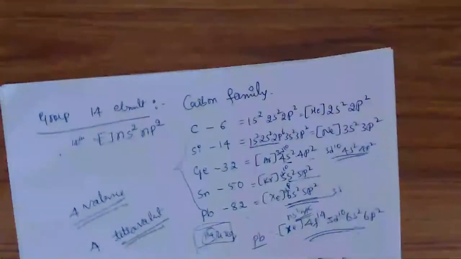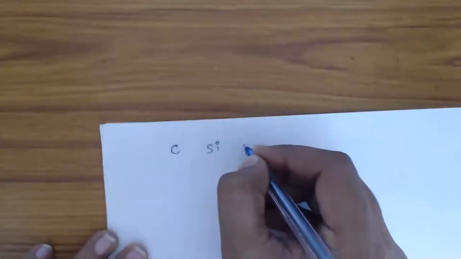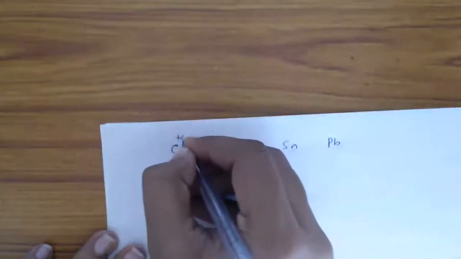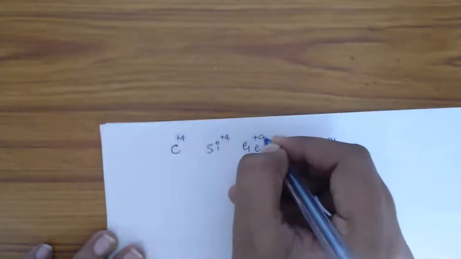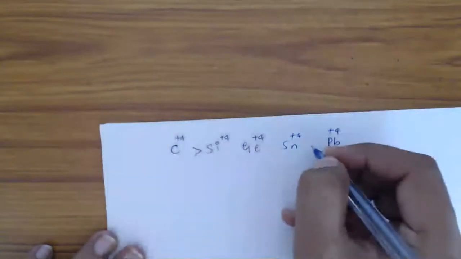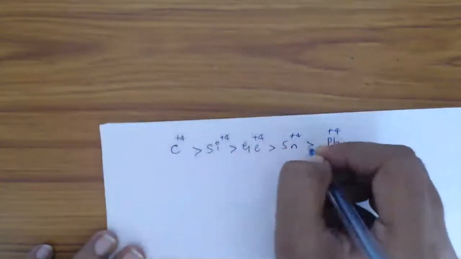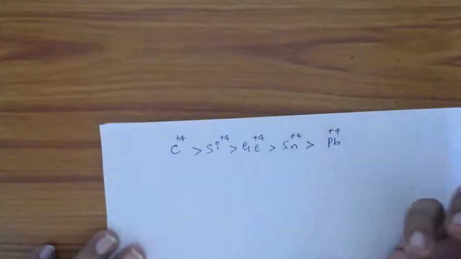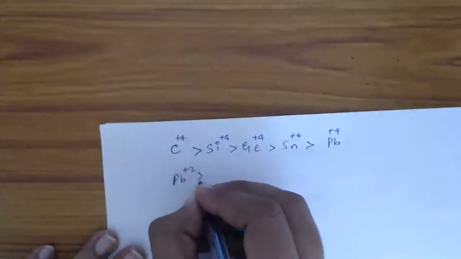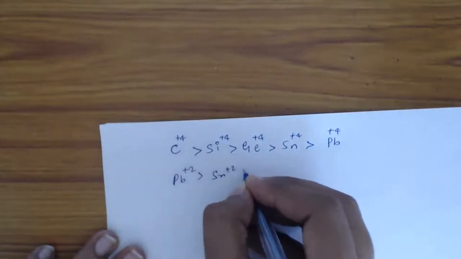If you want to write the ions here: carbon, silicon, germanium, tin, lead with plus 4 oxidation state. Along the group it decreases, meaning carbon has more ion stability in plus 4 oxidation state than in plus 2. If you consider the plus 2 oxidation state, the trend follows the opposite manner.